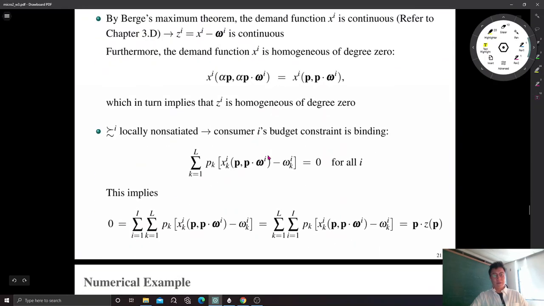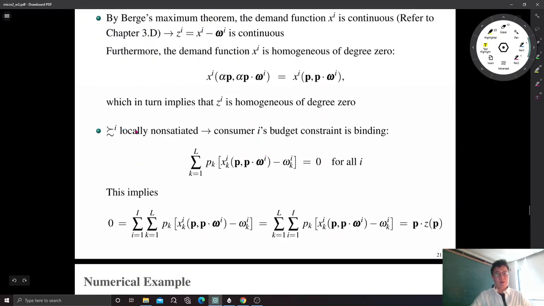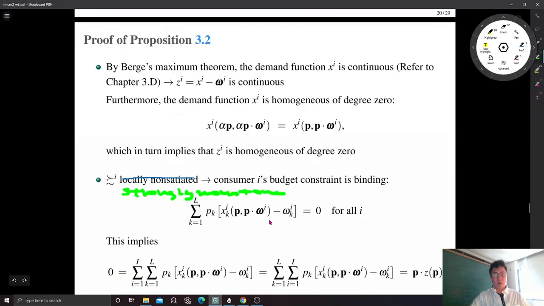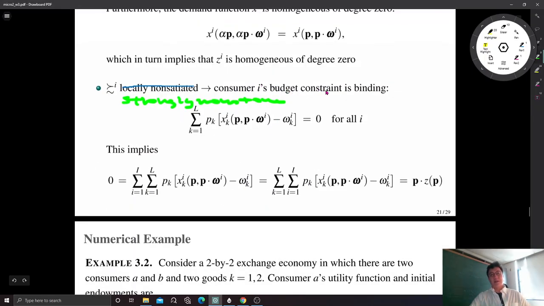So the way to see this is, and remember, whenever the preference relation is strongly monotone, then we have this. Consumer i's budget constraint must be binding, or wealth should be exhausted for consumption of some goods, because every good is desirable. If there is some money left, that means consumer i's choice is not an optimal choice.